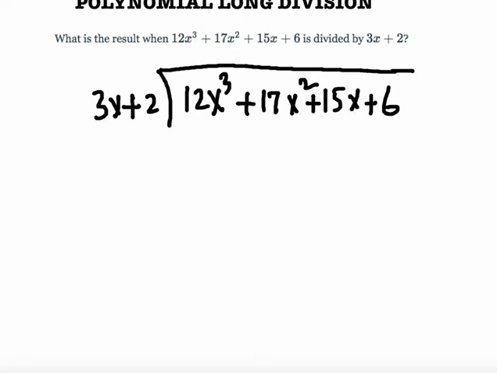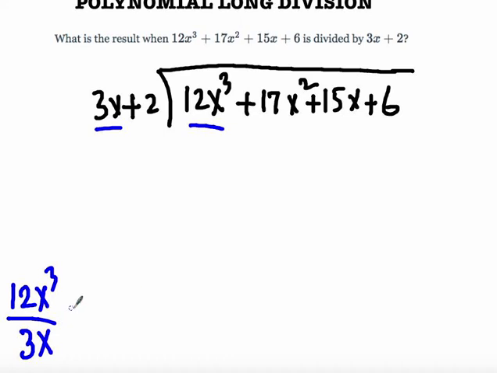First question you need to ask: you look at the polynomial inside, and look at the term with the highest degree. Here in this case, it's 12x cubed. And then you look at the term outside, the x with the highest degree, which here is 3x. So you want to ask yourself, how many times does 3x go into 12x cubed? We're taking 12x cubed and dividing it by 3x.